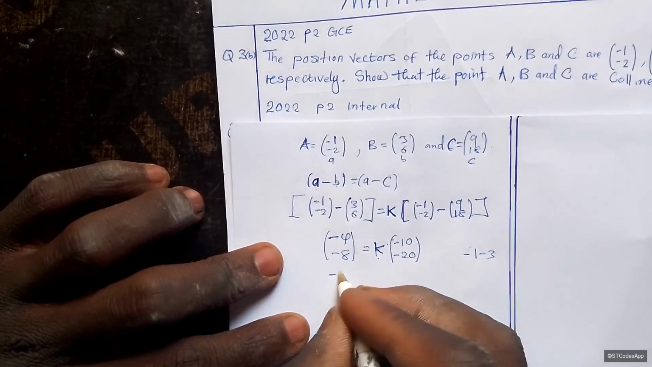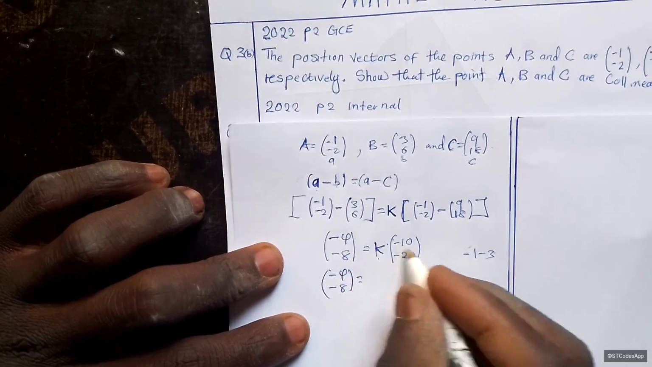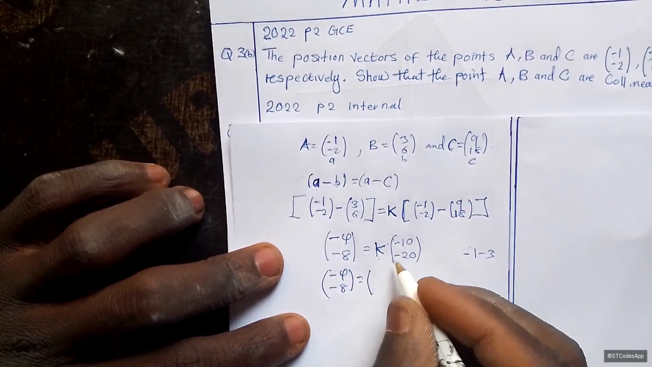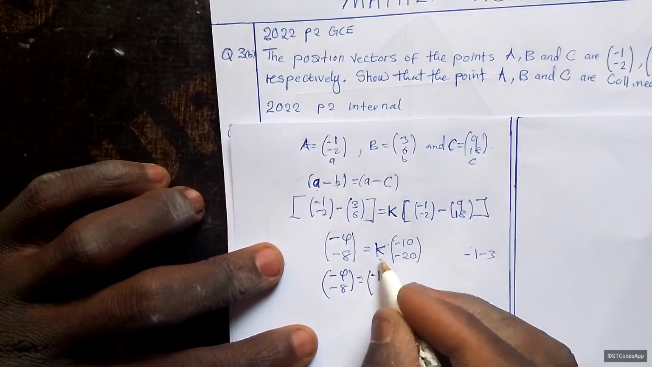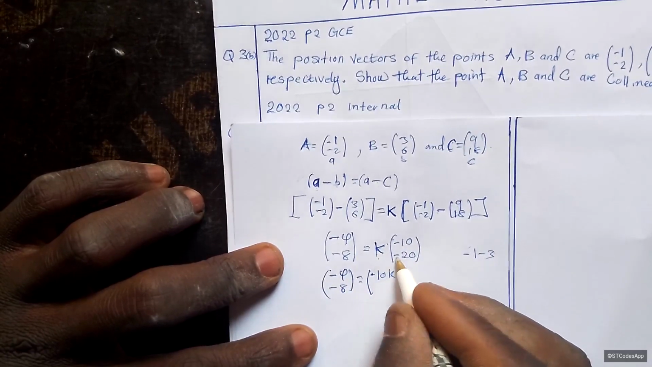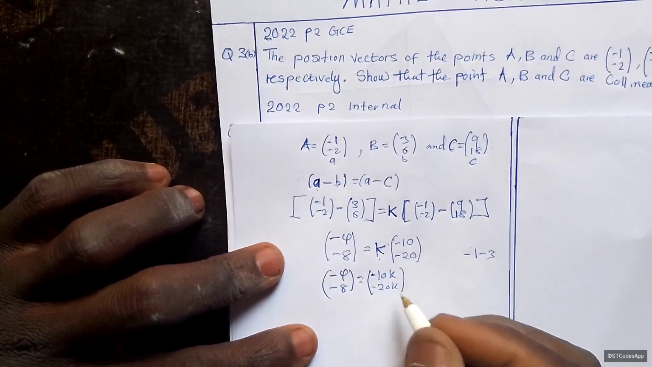Okay, so I'm going to say negative 4 by negative 8 is equal to k multiplied by negative 10. I'm going to get negative 10k. Then k multiplied by negative 20, I'm going to get negative 20k.